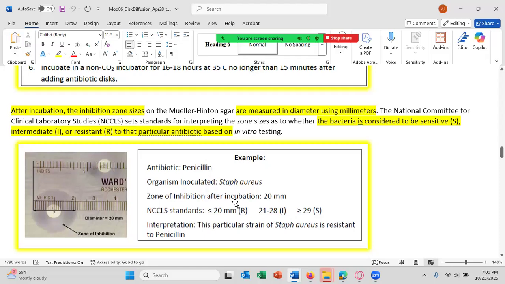Any questions about how you determine sensitivity and resistance of a particular bacteria species to a particular antibiotic?